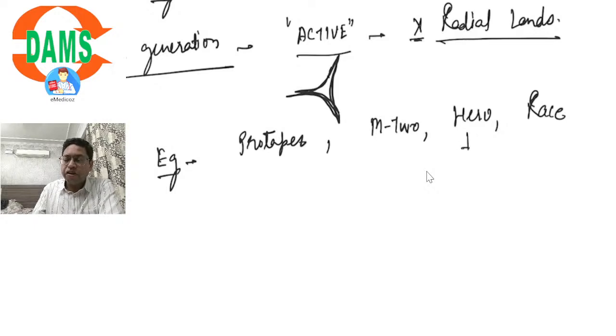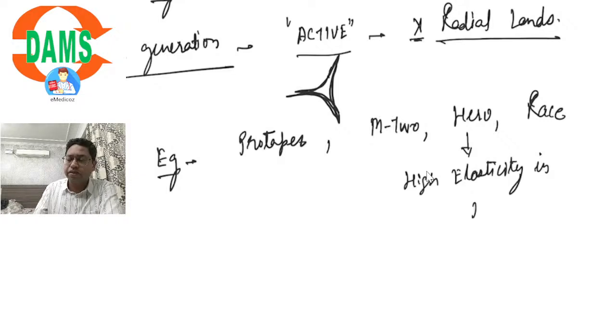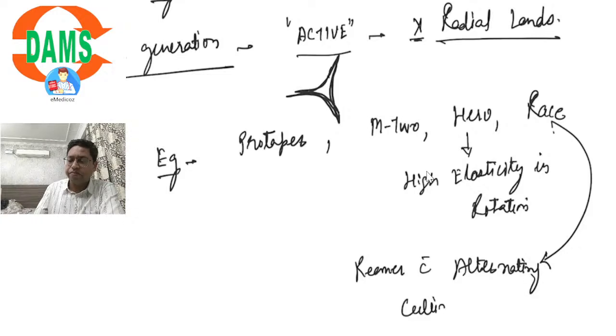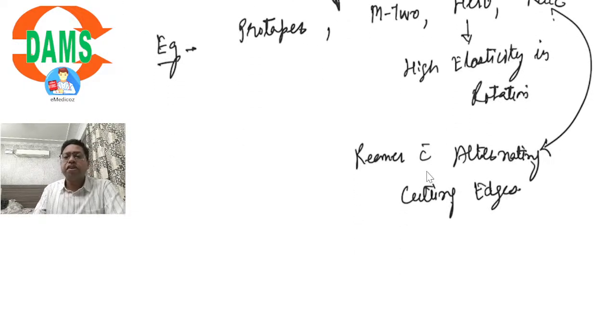Hero is an acronym for high elasticity in rotation. Race is another term or acronym used for reamer with alternating cutting edges. So these are some of the examples of the second generation of nickel titanium instruments.